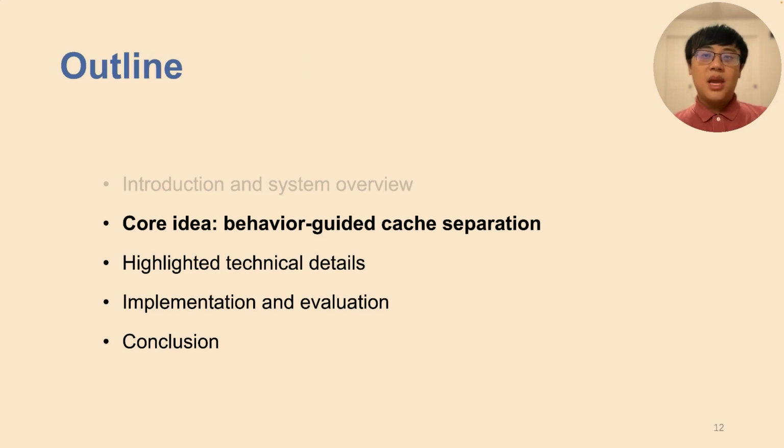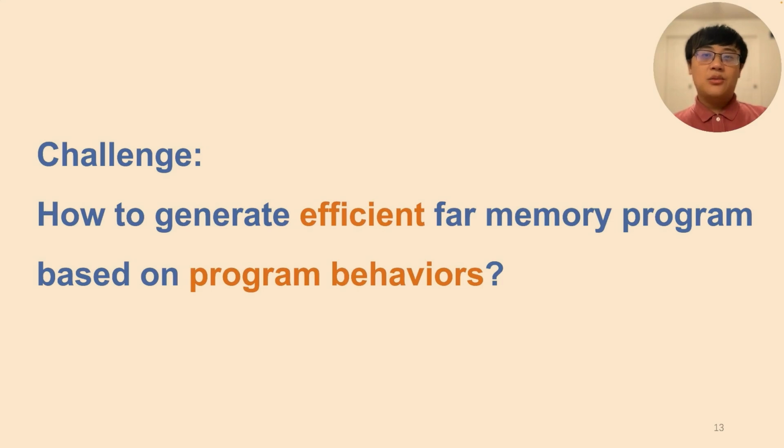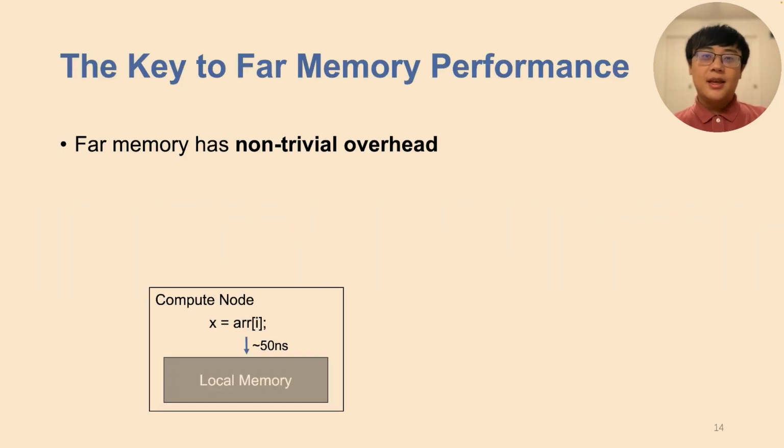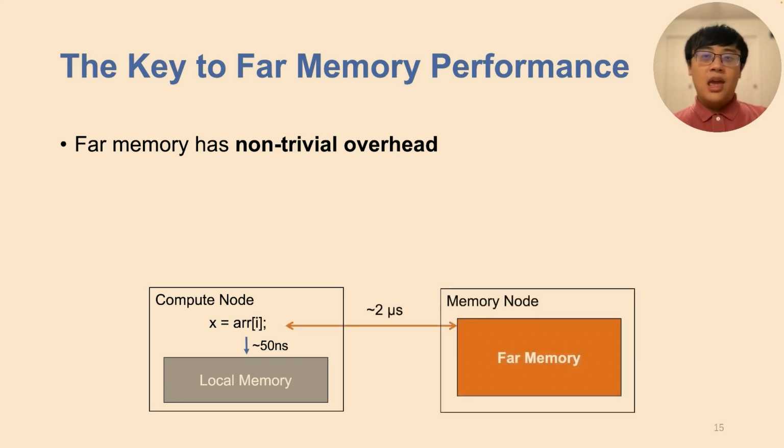Now, let's see what the major challenge in Mira is and how we solve it. The major challenge and really novel part in Mira is how we can generate an efficient file memory program based on program behaviors. This is not a simple job even for experienced programmers and manually ported programs, as file memory access has an unavoidable non-trivial overhead. For example, accessing data located in local memory takes tens of nanoseconds. However, directly accessing data located in far memory can take several microseconds to finish.